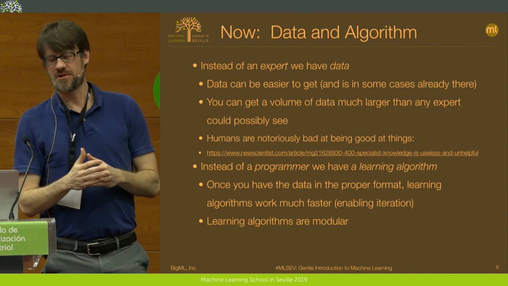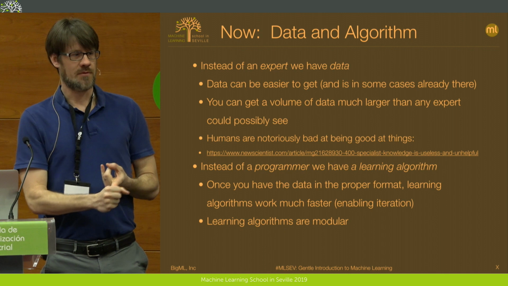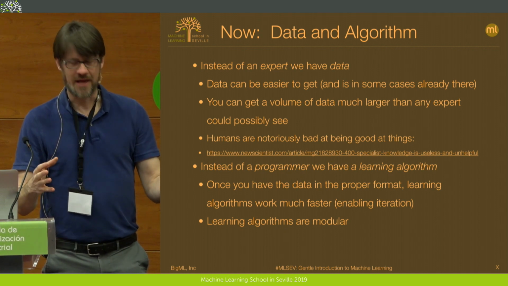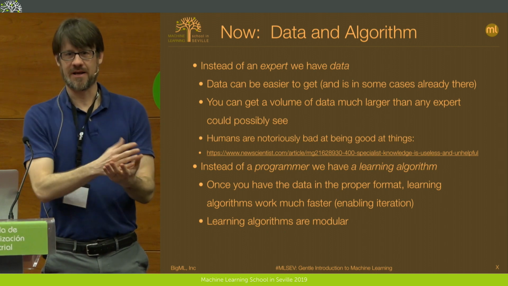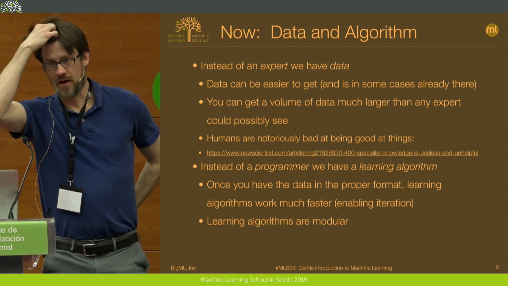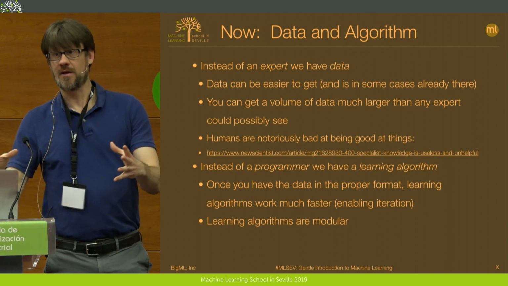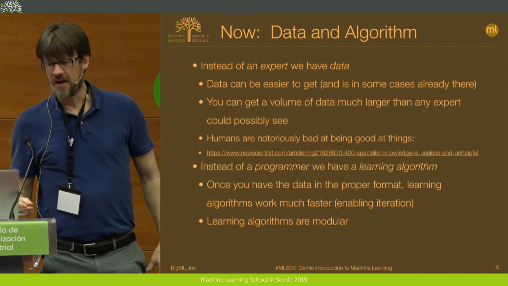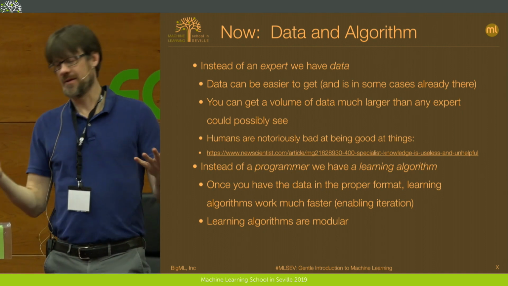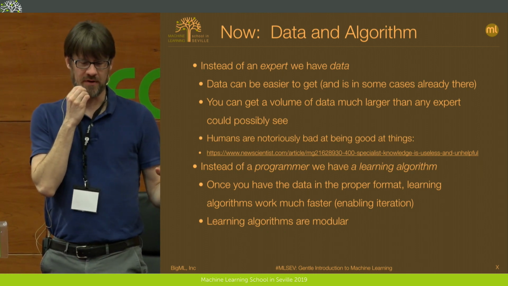So what's the advantage of using data over a human expert? First of all, data can be easier to get. Humans are finite. When you're an expert, you're just somebody who can't be more than one person. But data can be replicated, can be distributed all over the world. So data can be easier to get at than a human expert. And in some cases, there really isn't a great human expert, but the data is already there. And also, in many cases, you can get volumes of data that are much larger than any human expert would ever see.